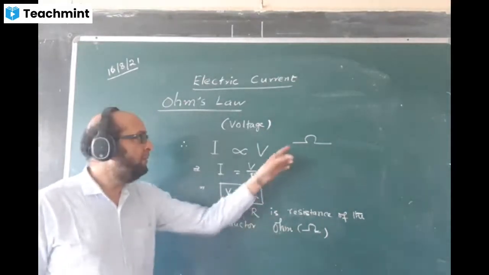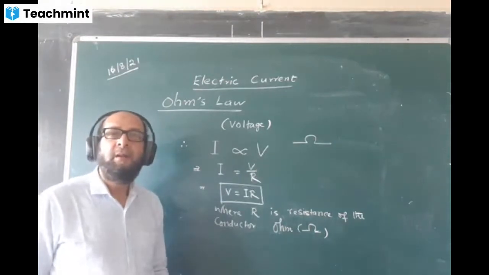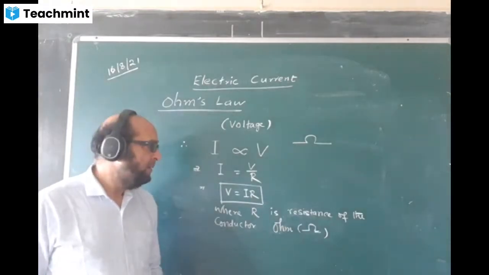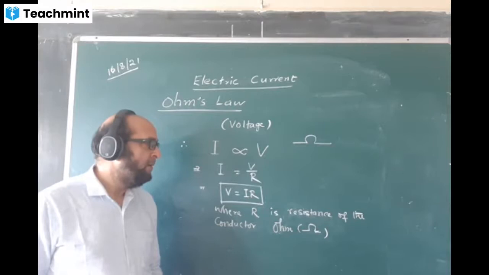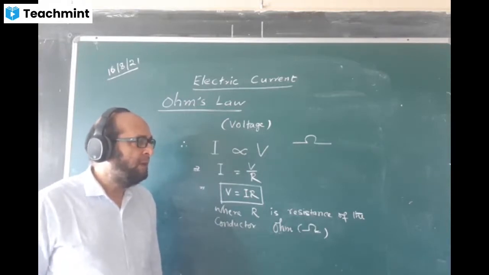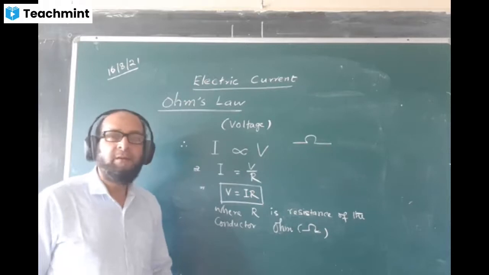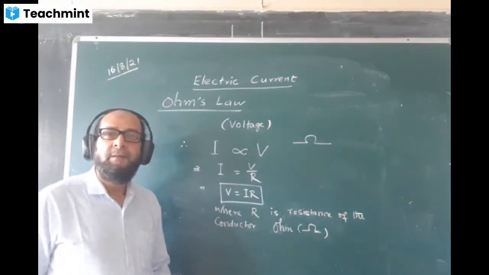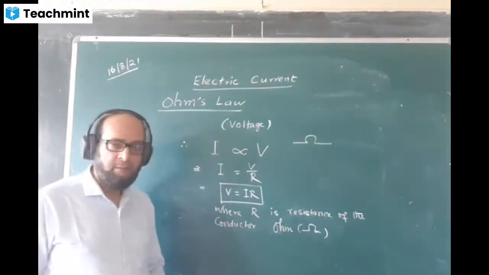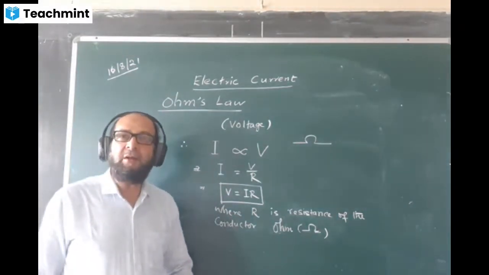Sir, resistance is denoted by the SI unit symbol omega, no, sir? Sir, last time also you gave something for the value of the SI unit of resistance. When did I give? No, sir, you didn't give. I didn't give. Okay, now write down.